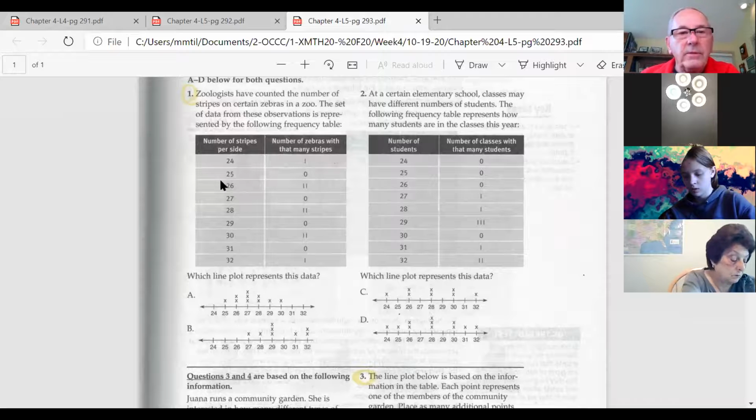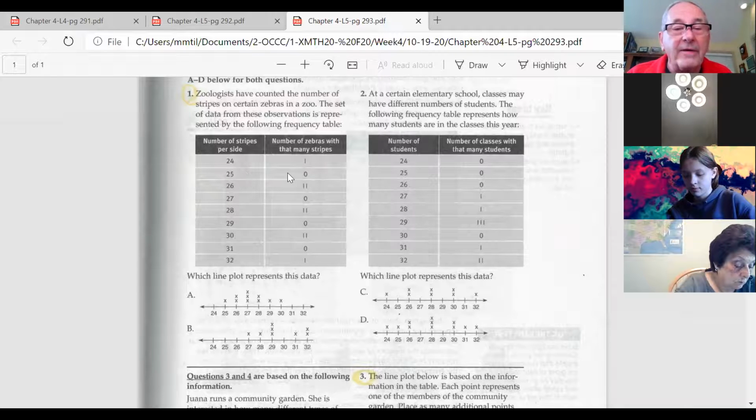Let's do number 1 together, even though you have to do it. I thought it would be a good one to go over. Zoologists have counted the number of stripes on certain zebras in a zoo. The set of data from these observations is represented in the following frequency table. Interesting that you would count the number of stripes on various zebras, right? This one's got 24, none have 25, see? But look, 11 have 26, none have 27, 28 has 11, 29, 30 has 11, 31 nothing, and 32 has 1. So you have quite a distribution of this.